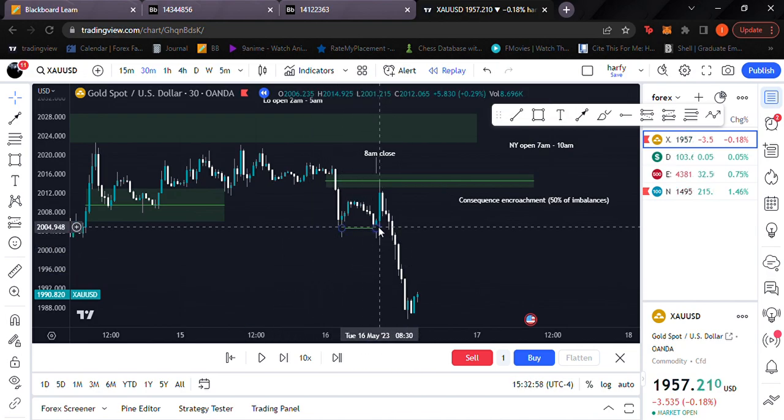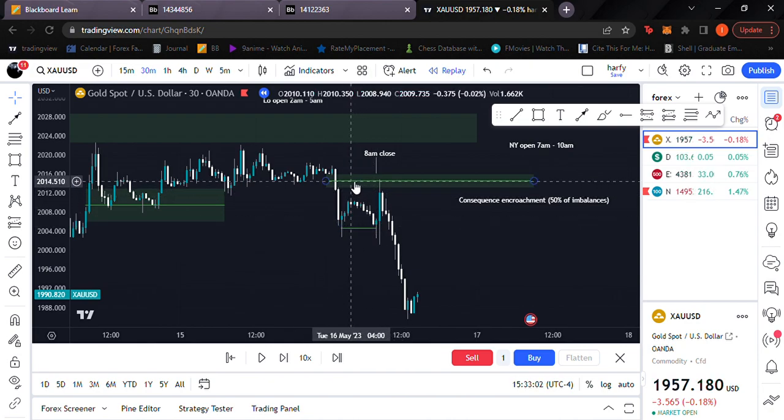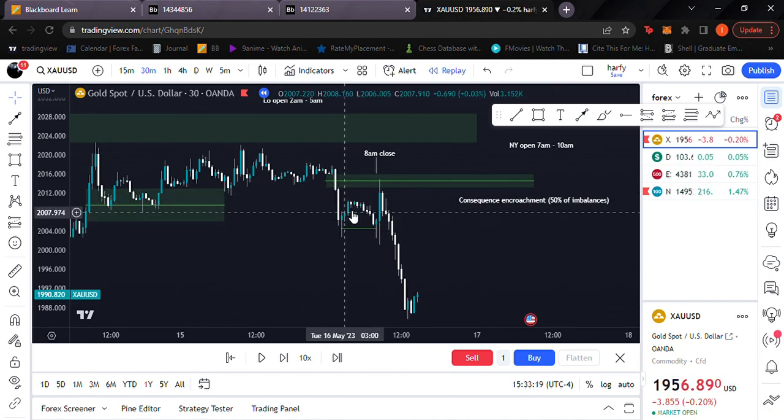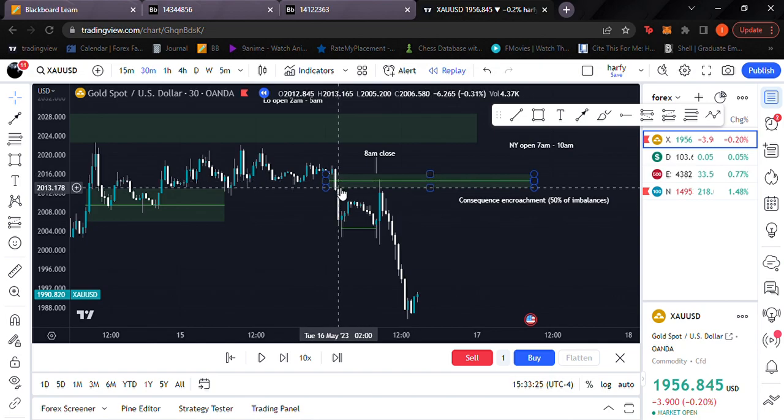From this closing above this consequent encroachment, it reaches up to the 50% level of this imbalance here. Now you can choose this one here, but as you can see, it's not very strong. This one has yet to be tapped into, where this one has been tapped into and has gone lower. We expect for price to rip through this and tap into this next one, which has been untapped into.